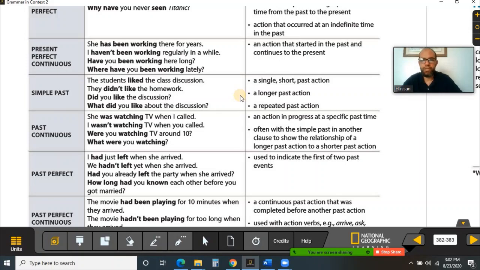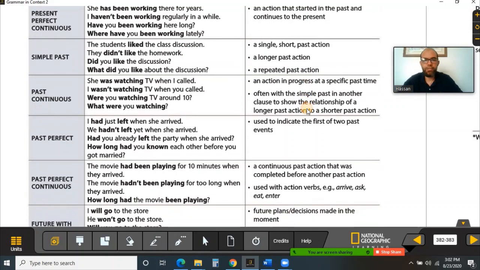When we are talking about the simple past, we have to use past time expressions such as yesterday, this morning, last week, last month, a month ago, a week ago, etc. Past time expressions show when the action happened. However, if the action is known between the speaker and the listener, there is no need to use a past time expression. Okay? If I'm talking about a class that the student took yesterday, and it is known between me and the person I'm talking to, there is no need to mention yesterday. So I should say, the student liked the class discussion. And I mean the class discussion of yesterday. There is no need to mention it.